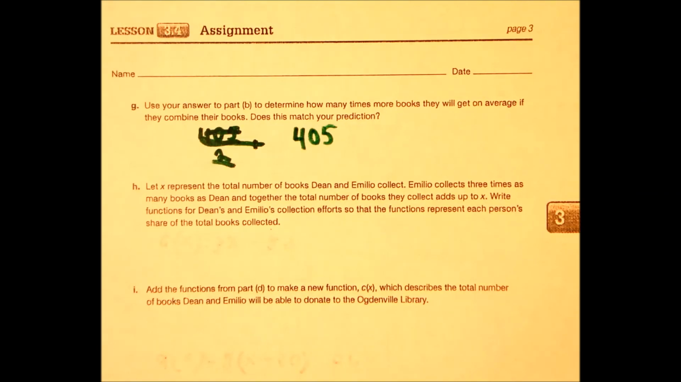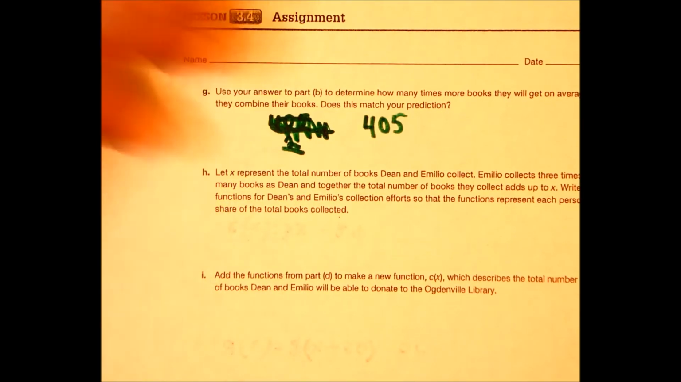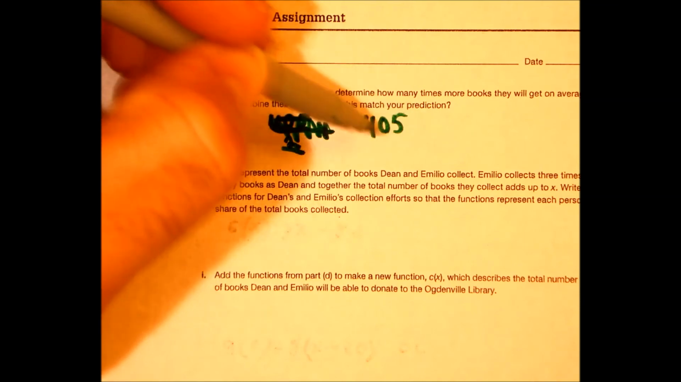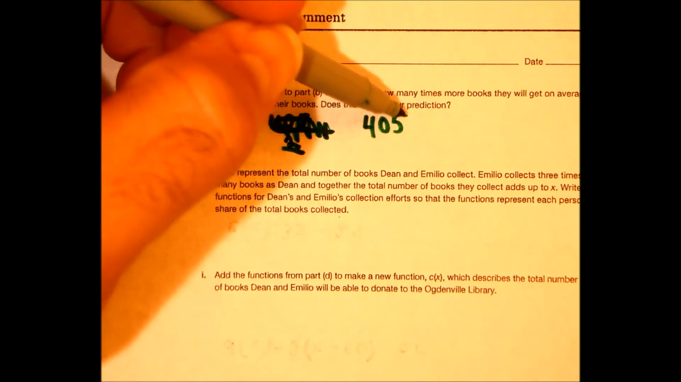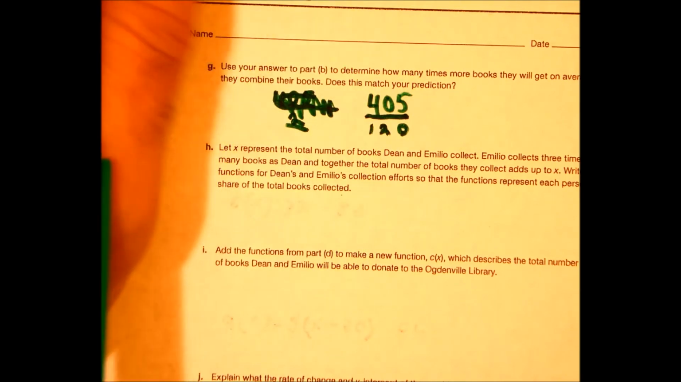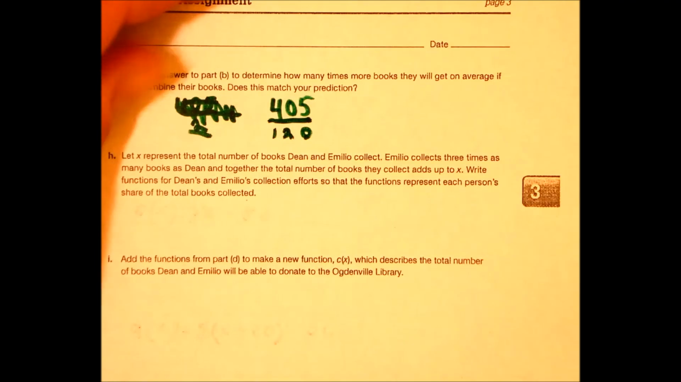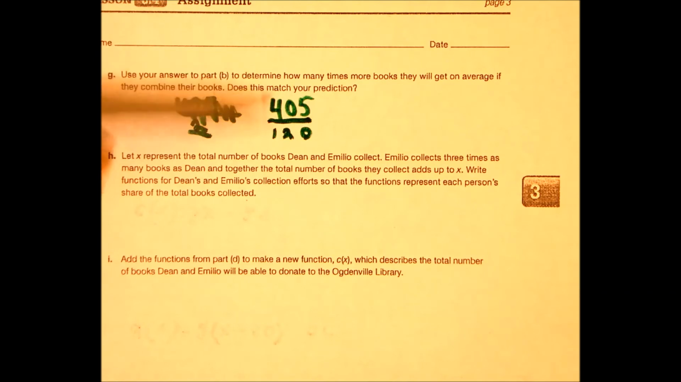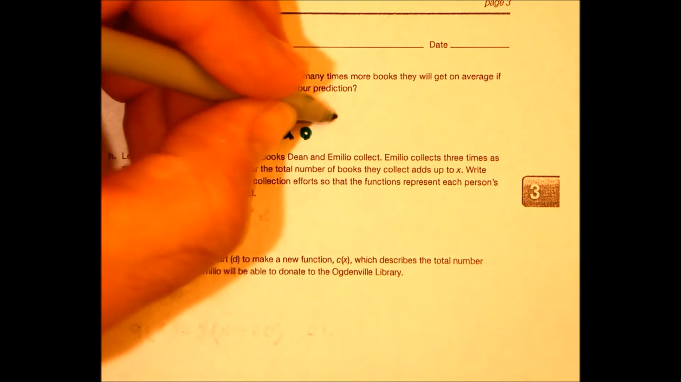Okay, so now we're going to work on the average. And when we look at this, you can see how we're going to do the average. The average is how many books we collected in total, divided by the number of books collected. One collected 30, the other collected 90. So that was 120 books total that we collected. So if we wanted to figure out the average rate, it's 405 total between the two of them, divided by the number of books we donated, which was 120. So we could see what the rate of change is. Okay, and when you divide that, you get what?